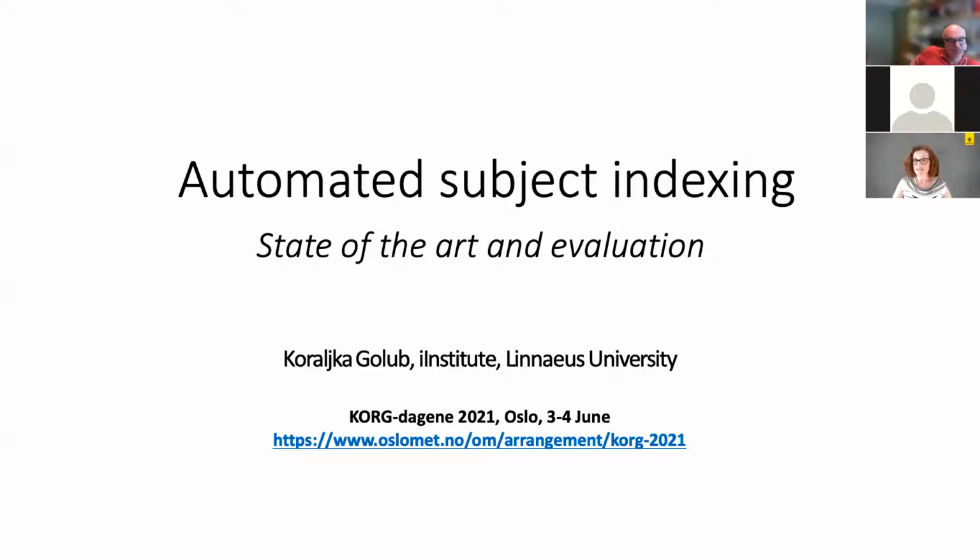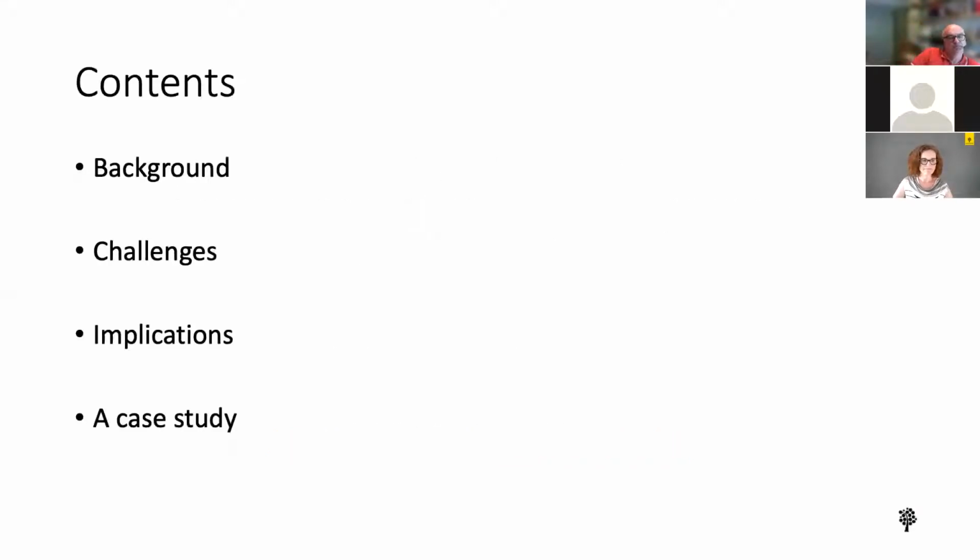So the title of this talk is Automated Subject Indexing, although with this we also refer more broadly to classification, but we do focus more on identifying topics and themes or keywords, so to say, which can also be represented by classes. And it's state-of-the-art and evaluation, which is to be addressed in 4 main sections.